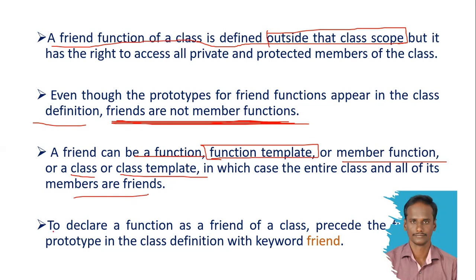Next, to declare one function as a friend of a class, what we should do is create a function and precede the function prototype in the class definition with the keyword called friend. So we should use the keyword friend. Let us see it with an example, then you can understand very clearly. These are the points you should remember while using friend functions in C++.